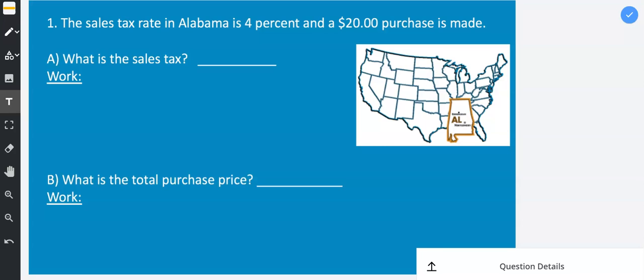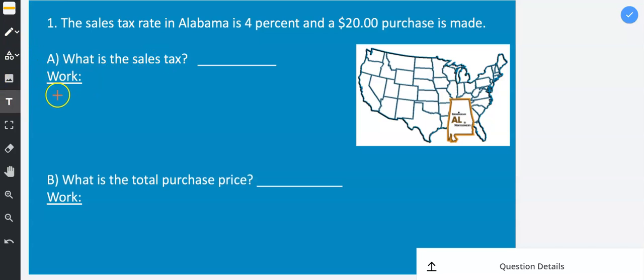So we are working specifically on sales tax today, and sales tax is the tax that is on items that are purchased. So let's take a look at number one. The sales tax rate in Alabama is 4%, and a $20 purchase is made. So the $20 purchase, that's the retail price, and the tax rate is 4%. Letter A says, what is the sales tax?